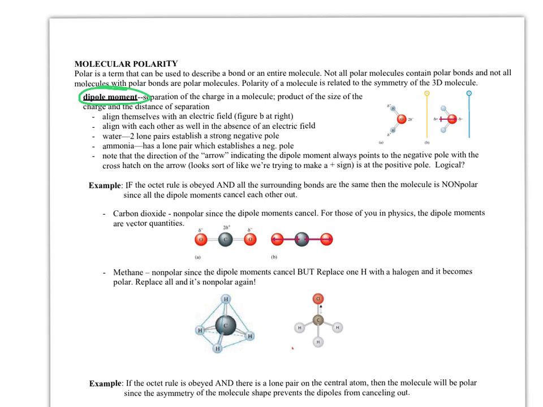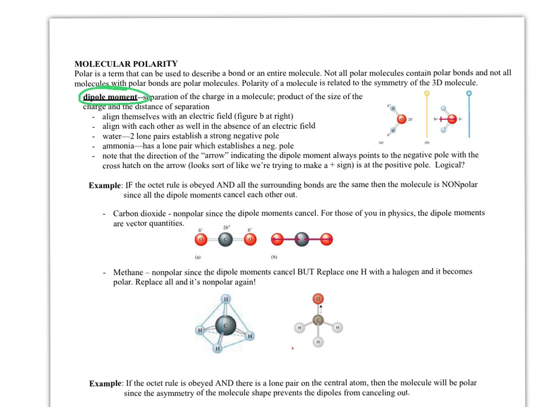So we don't always have dipole moments. For example, ozone. Ozone is O3, a molecule with three oxygens that are all the same. So there's no uneven sharing of electrons because none of them have a difference in electronegativity. My electrons would be evenly distributed, and the molecule would be nonpolar.